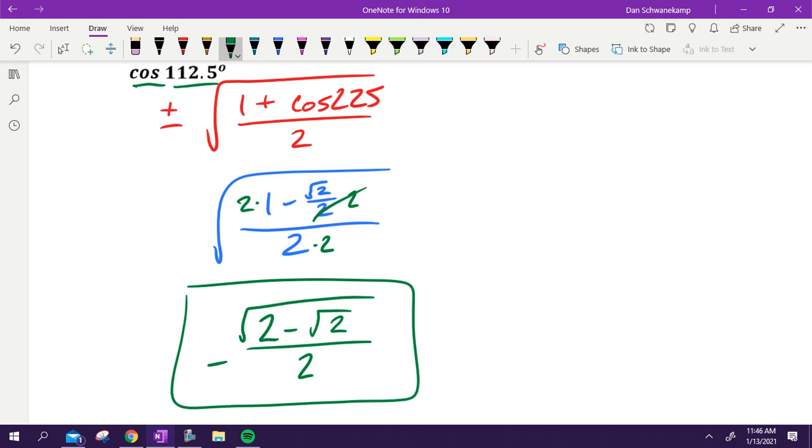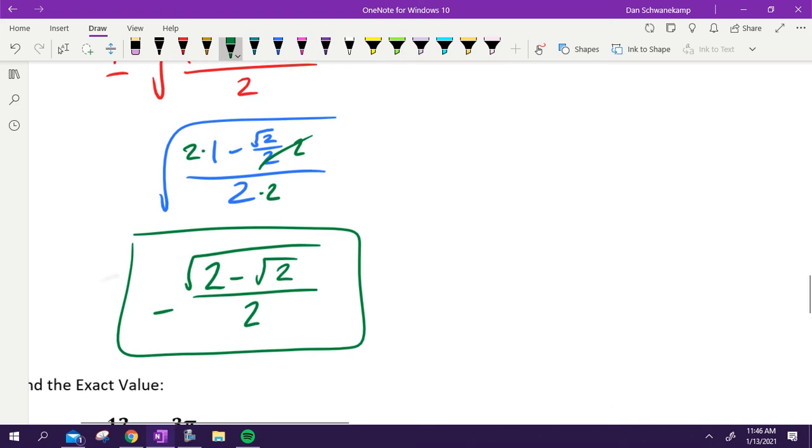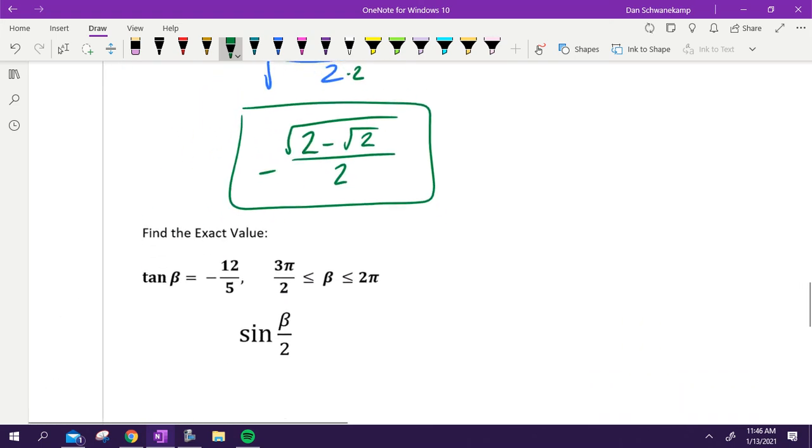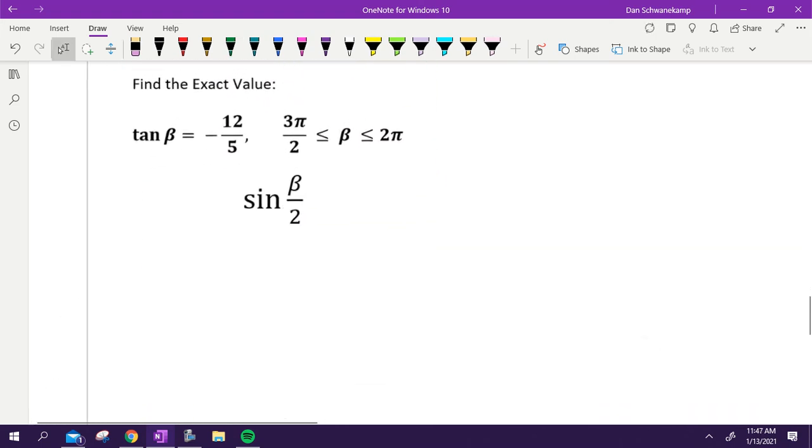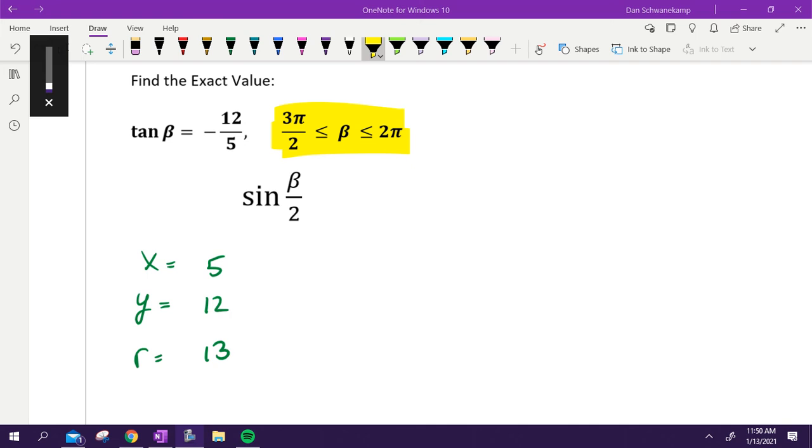Questions there? Here we go. Next one. Find the exact value. You've got that and that. You're finding sine of beta divided by 2. Go. A lot of things you could simplify on this one. I think for the most part we were doing well. You just got to simplify correctly.